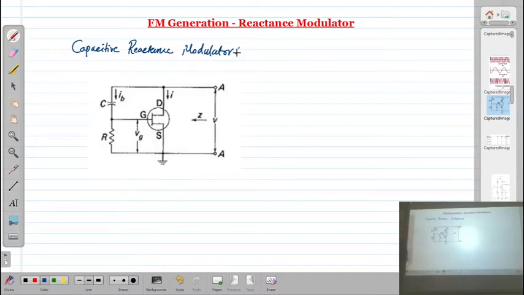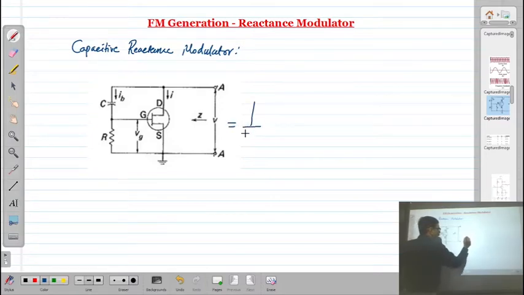Then what is the property of the field effect transistor? So that we can change the value of the capacitor. Here the whole circuit is working as a reactance modulator. And if we measure this capacitance between the point A and A dash, then this is working as a kind of variable capacitor between these two points A and A dash.